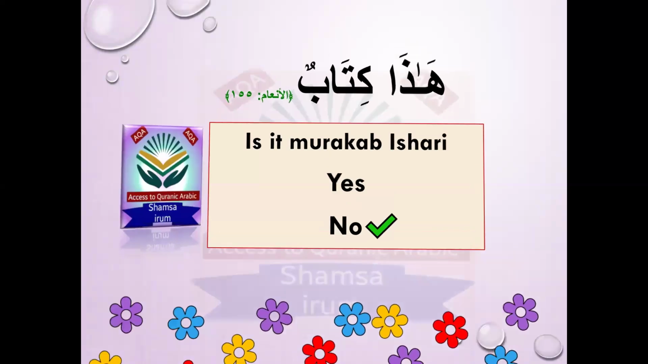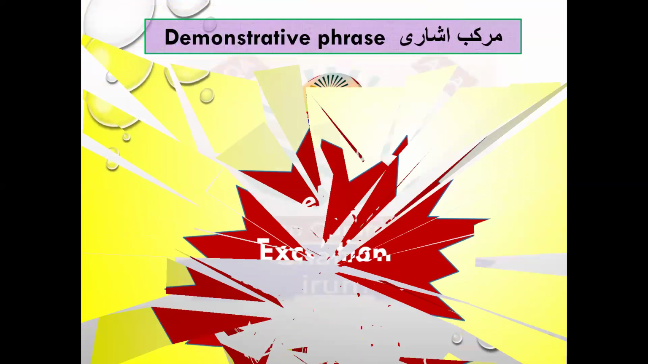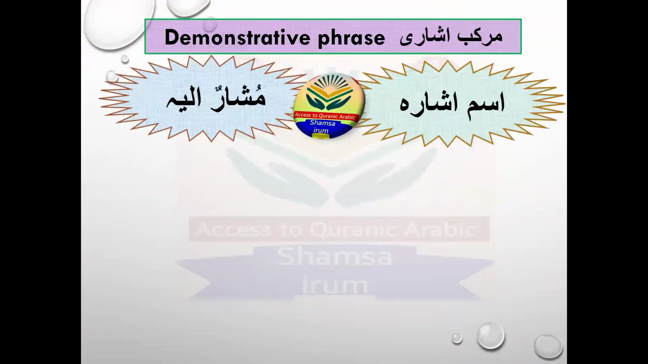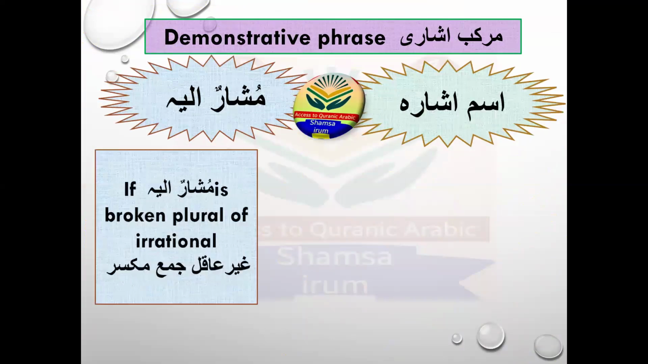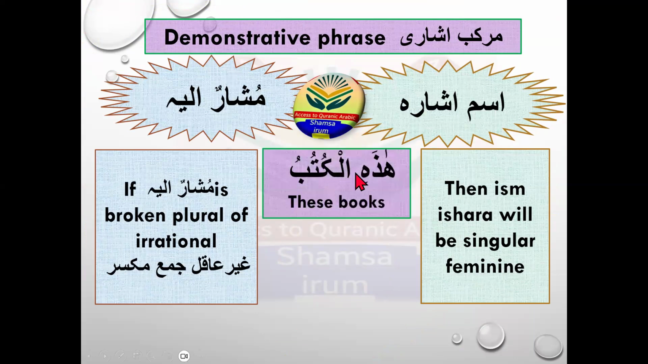Okay, all right. There is always an exception because of the ghair aqil. The two parts of the murakkab ishari are ishara and musharun ilayh. If musharun ilayh is a broken plural of irrational, meaning ghair aqil jama mukassar, then ism ishara will be singular feminine, same as murakkab tawsifi. So "hadhil kutubu". Now if you look, al-kutubu is jama mukassar, a broken plural of ghair aqil, it is irrational. Then ism ishara is used as singular feminine, not for the plural.